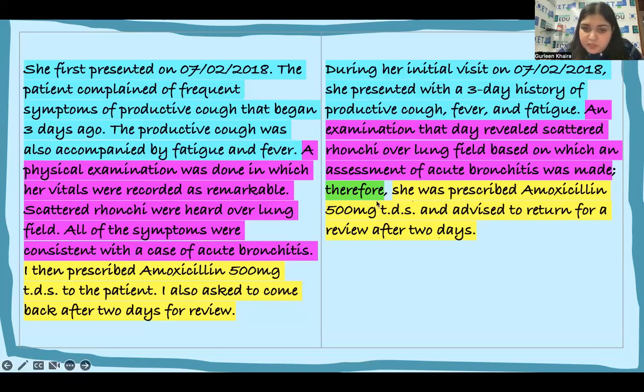And we also used a linking word, therefore. You remember what was the meaning of this word? For this reason. So the treatment plan was done because an assessment of acute bronchitis was made. So it makes sense to use this word here. And that's how we used a semicolon and then a linking word, comma. And then next we changed the active sentences to passive. Why? Because the action is important, not the doer. The action, what happened, what treatment was prescribed, that's more important than who did it.